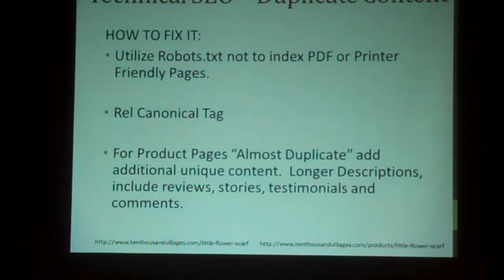So yeah, just other ways to fix this. If you have printer-friendly pages that are essentially the same thing, you can use the robots.txt file to have it not index those pages so that it's not creating any conflict there. Again, you can use the rel canonical tag. And then for product pages that are very similar, you can just add unique content. If you create longer descriptions for products or include different things like reviews, stories, and testimonials, that all helps Google differentiate between the pages, so that way they're both indexed appropriately.